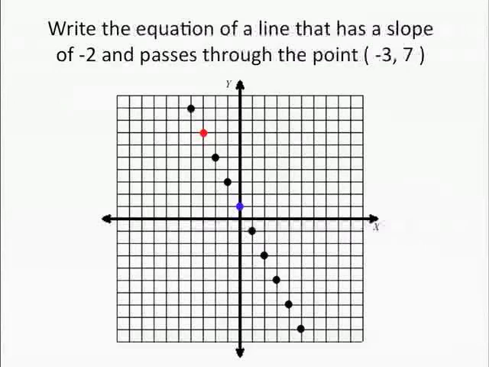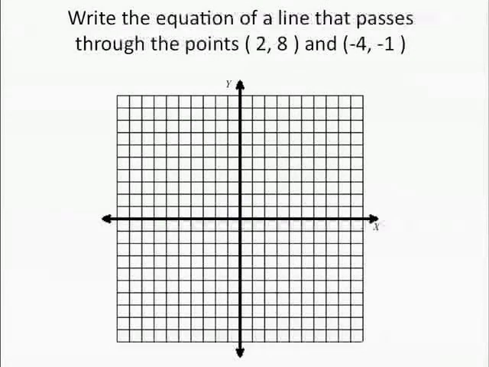To determine the equation of any line, we will need to know two things: the slope, which we know is -2, and the y-intercept, or where the line crosses the y-axis. It is clear to see that when we draw our line, the line crosses the y-axis at +1. Therefore, the equation of the line with the slope of -2 and passing through the point (-3, 7) will be y equals -2x plus 1.